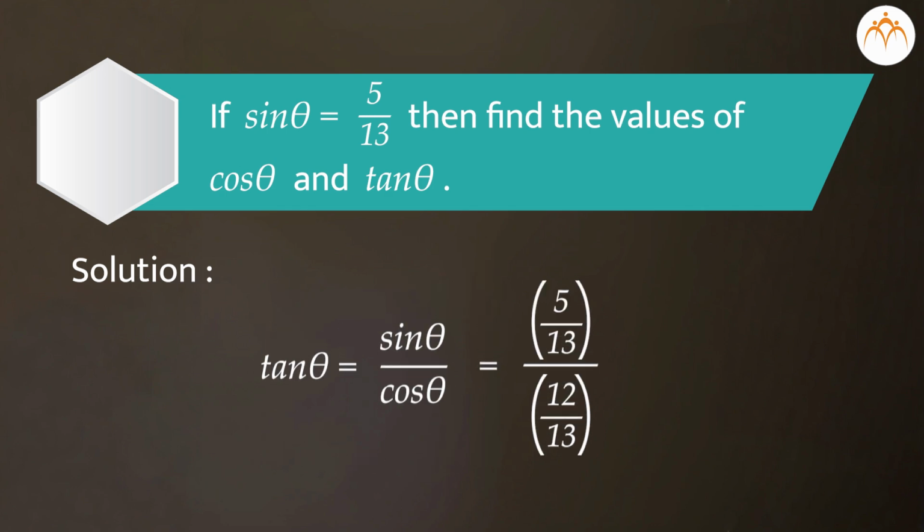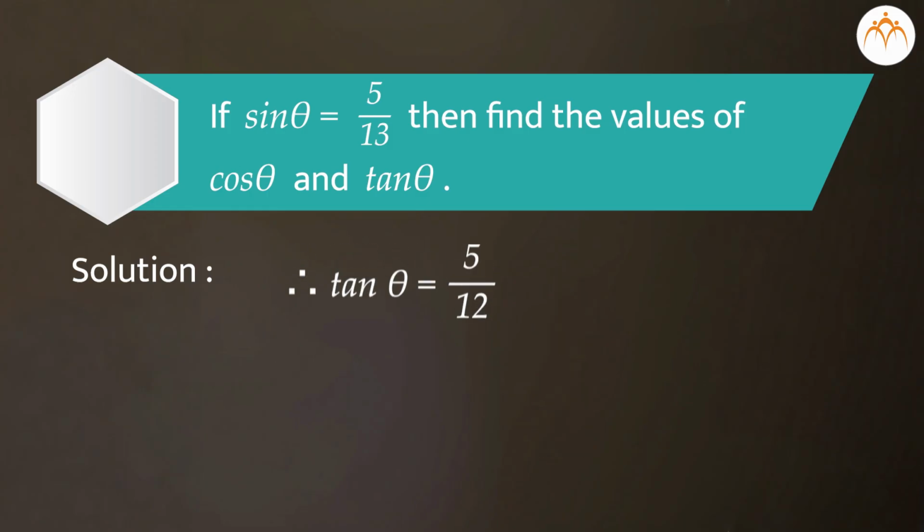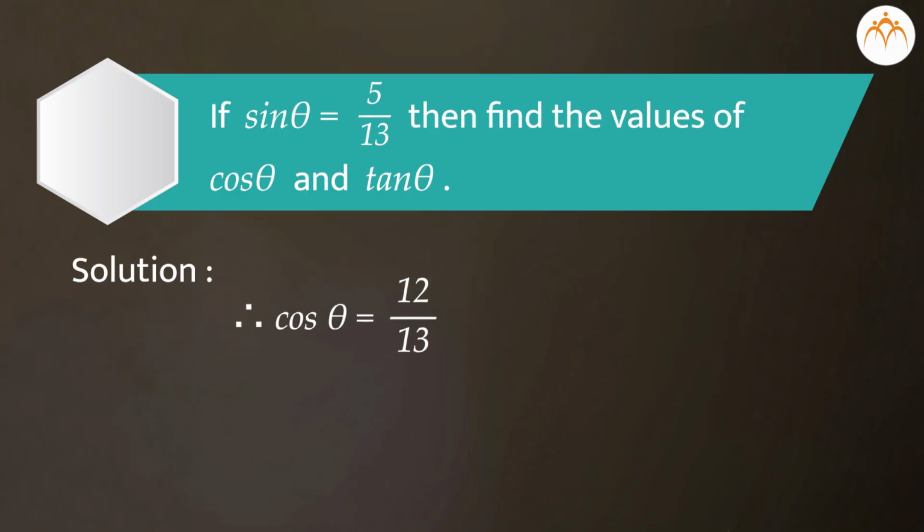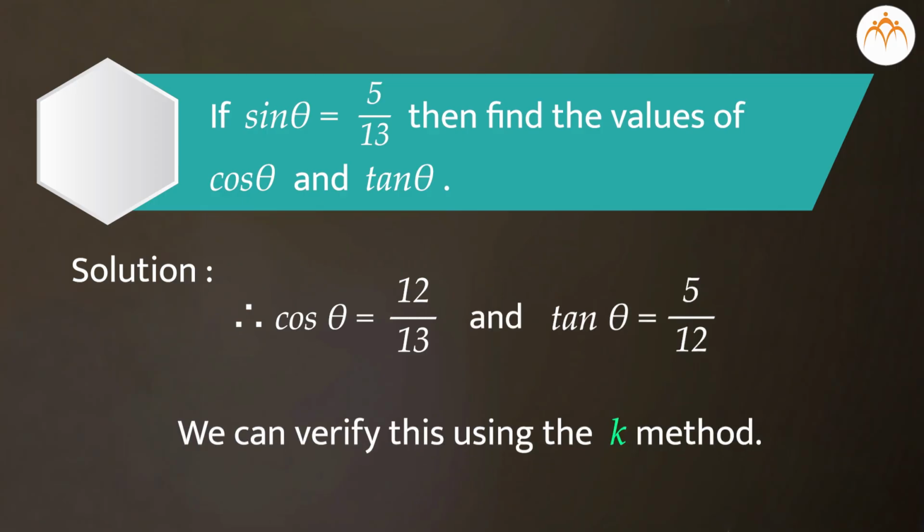Now, tan theta is equal to sin theta upon cos theta is equal to 5 upon 13 upon 12 upon 13. Therefore, tan theta is equal to 5 upon 12. Therefore, cos theta is equal to 12 upon 13 and tan theta is equal to 5 upon 12. We can verify this using the K method.